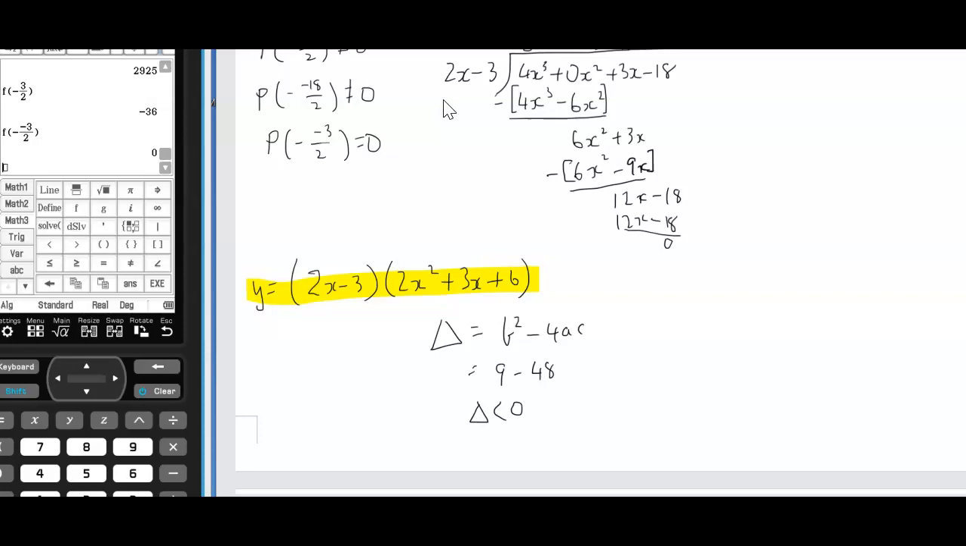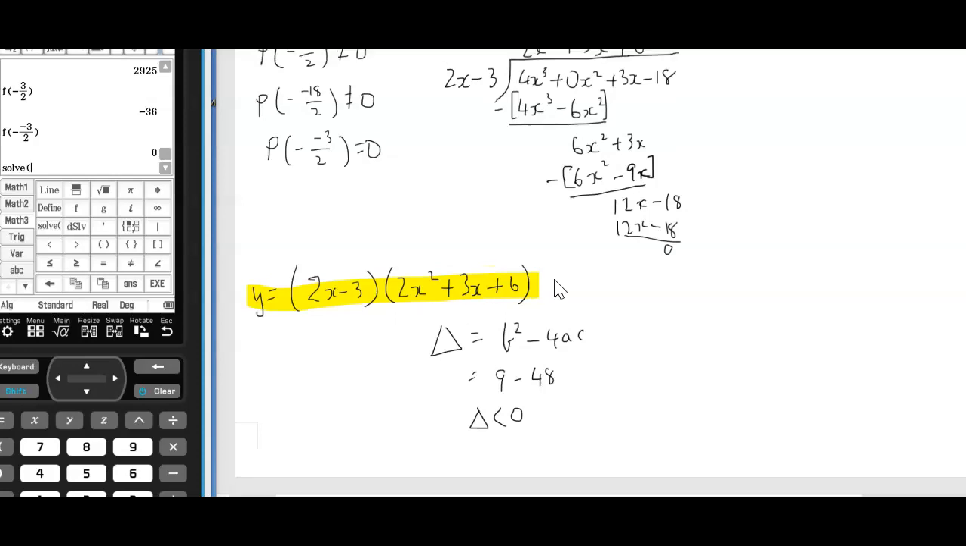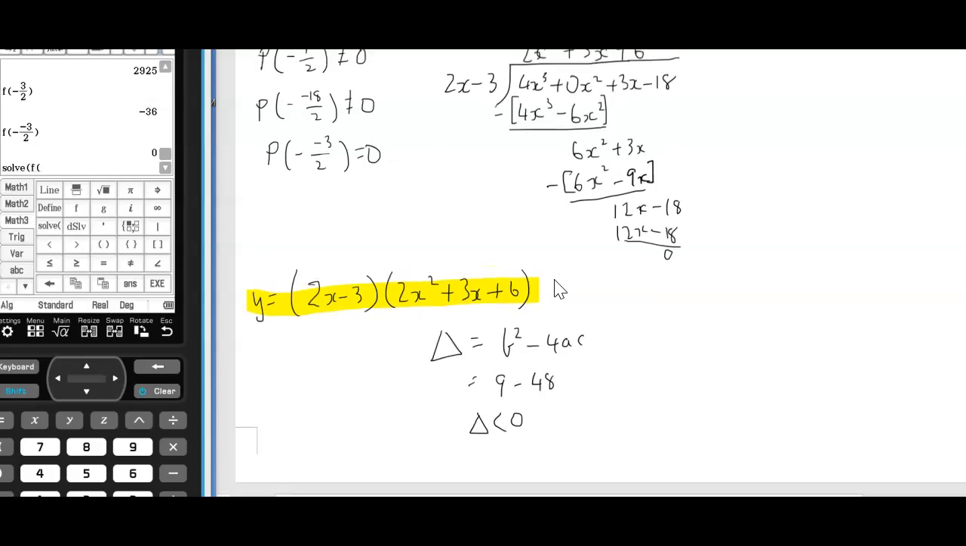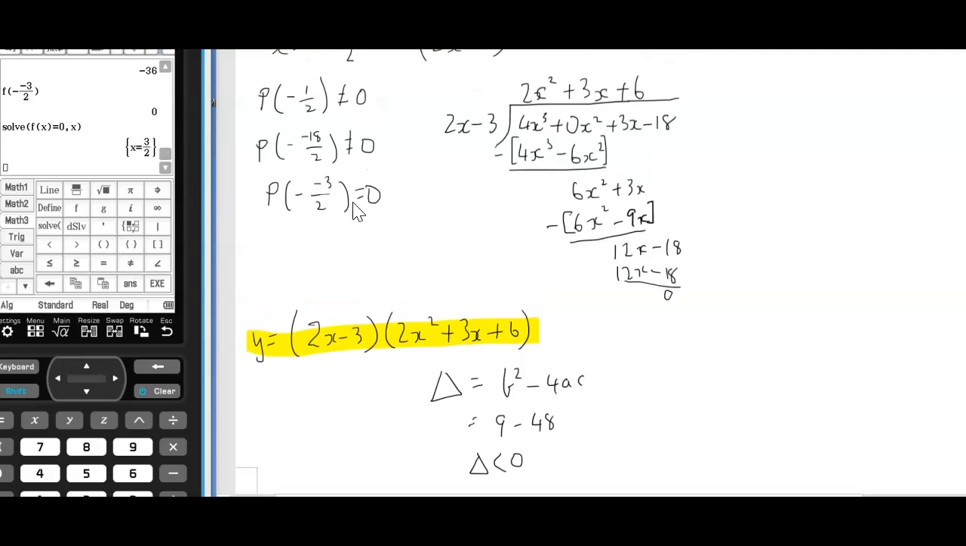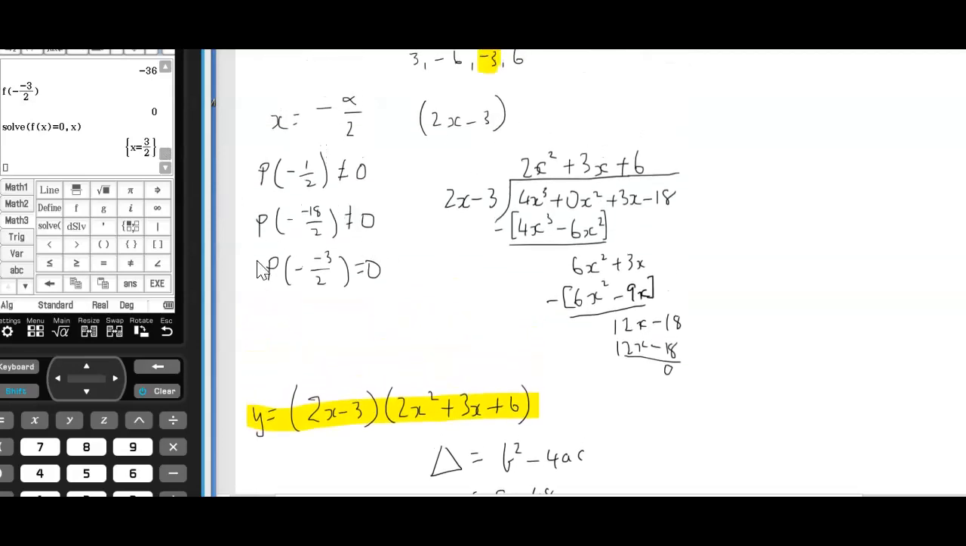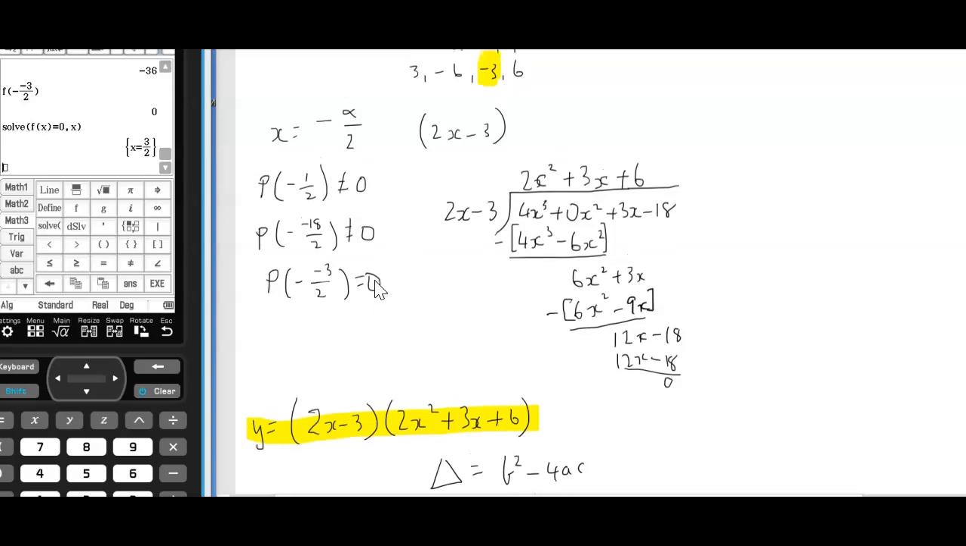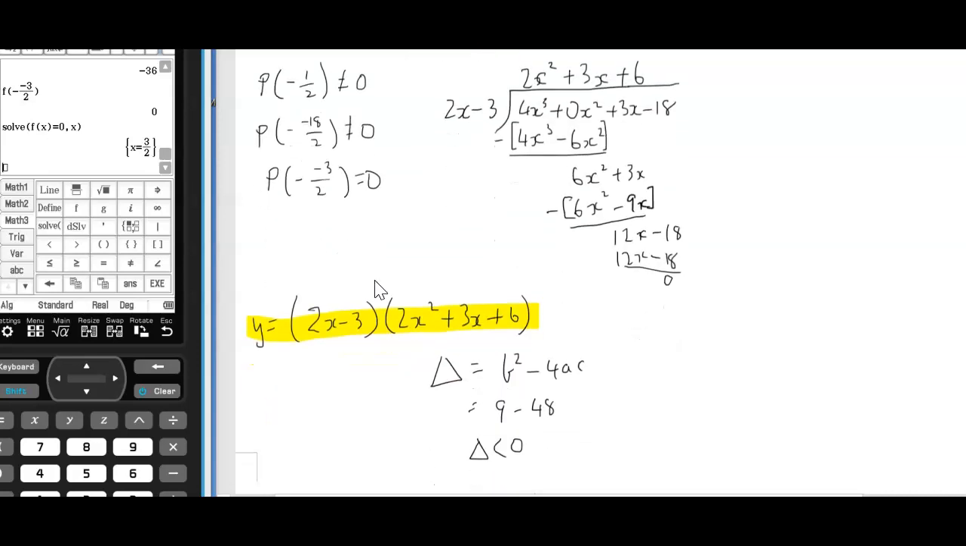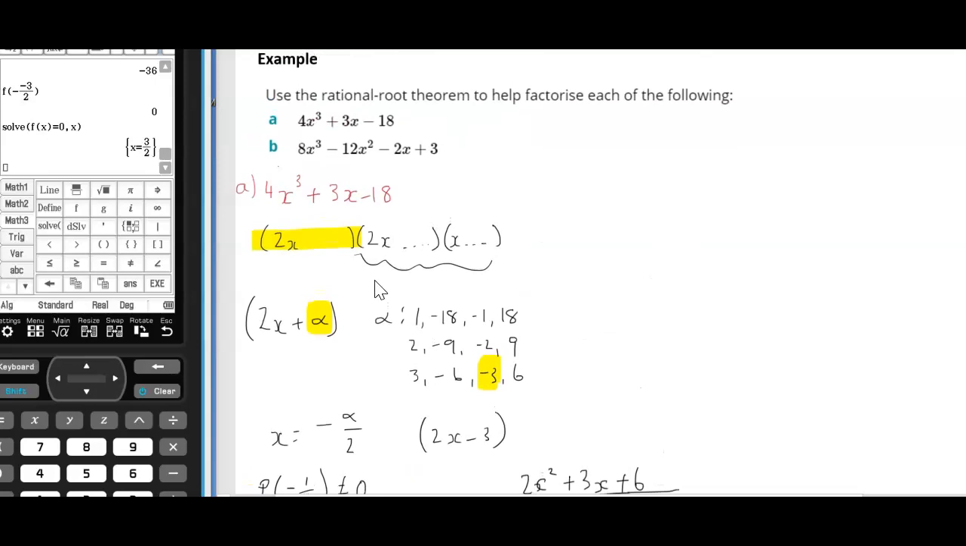Now, if you want to check your solution, you can use solve on your calculator. So we can go solve f of x equals 0, comma x. And there's our solution, 3 on 2, which we got before when we were substituting in. All right, so let's have a look at the second example.